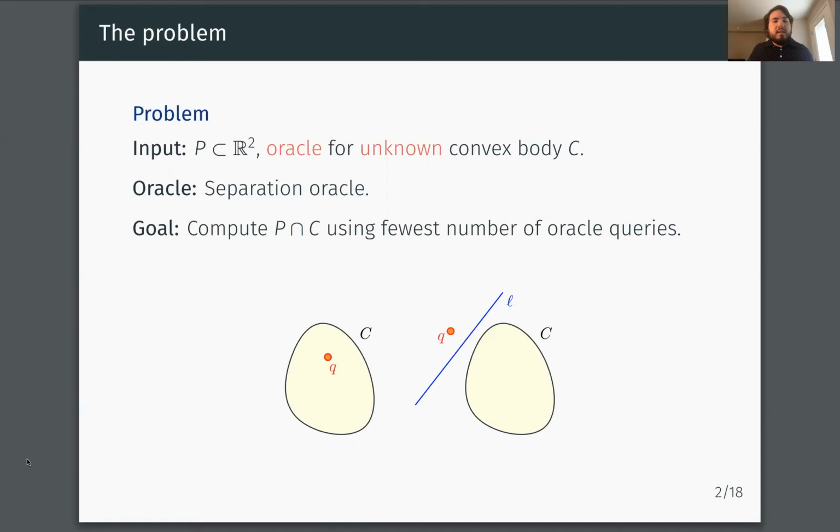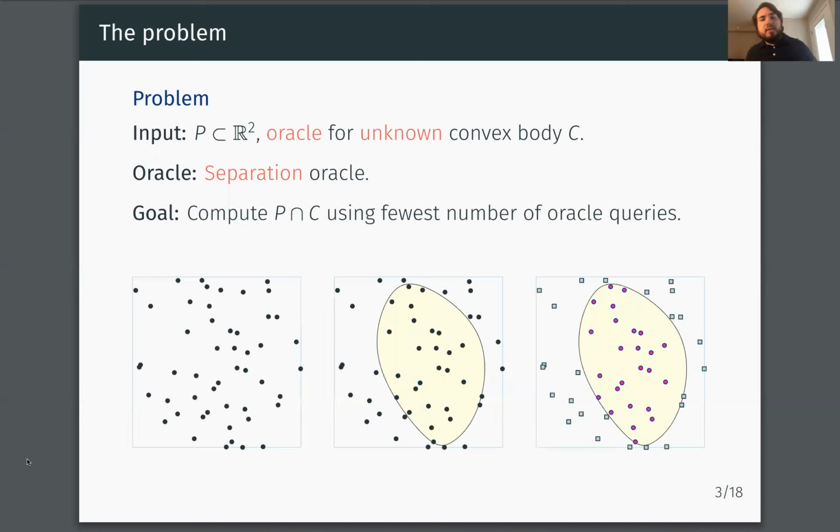So what this means is that given a query point, the oracle will either tell you that the query point is inside the convex body, or it will tell you that the query point is outside the convex body, and also give you a separating line as proof that the query point does not lie inside the convex body. The goal is we want to compute the collection of points inside the convex body, and likewise the collection of points outside the convex body, using the fewest number of oracle queries. You can see in this figure below an example of a separation oracle.